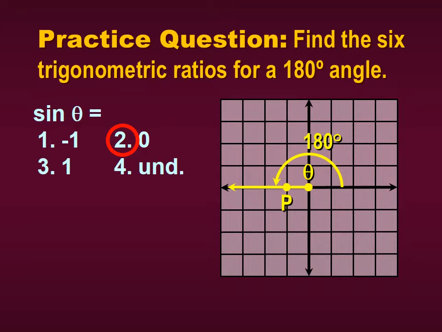So if you're looking for sine, sine is opposite over hypotenuse. But if you're looking at the coordinate plane, that's y over r. And remember, our y value was 0 and our r value was 1. So 0 divided by 1 is 0, which was option 2.